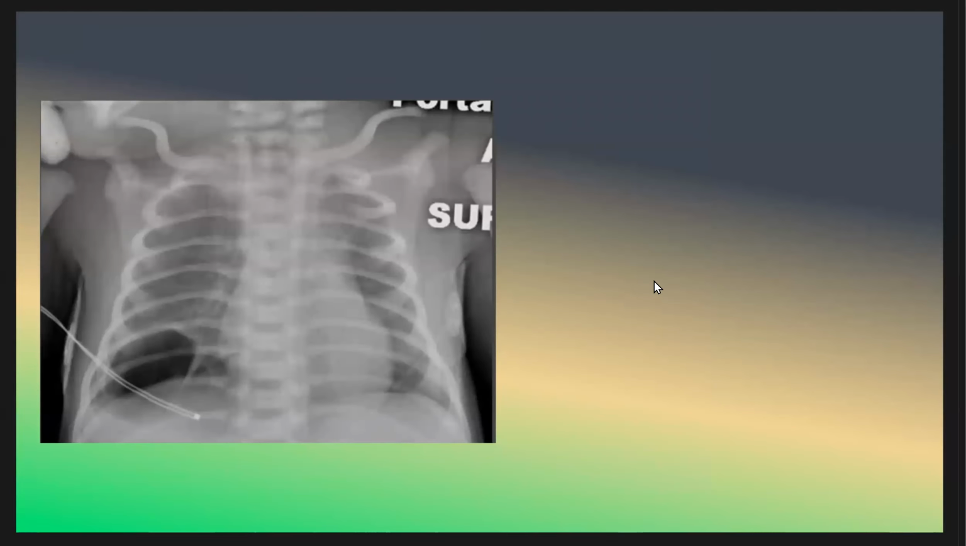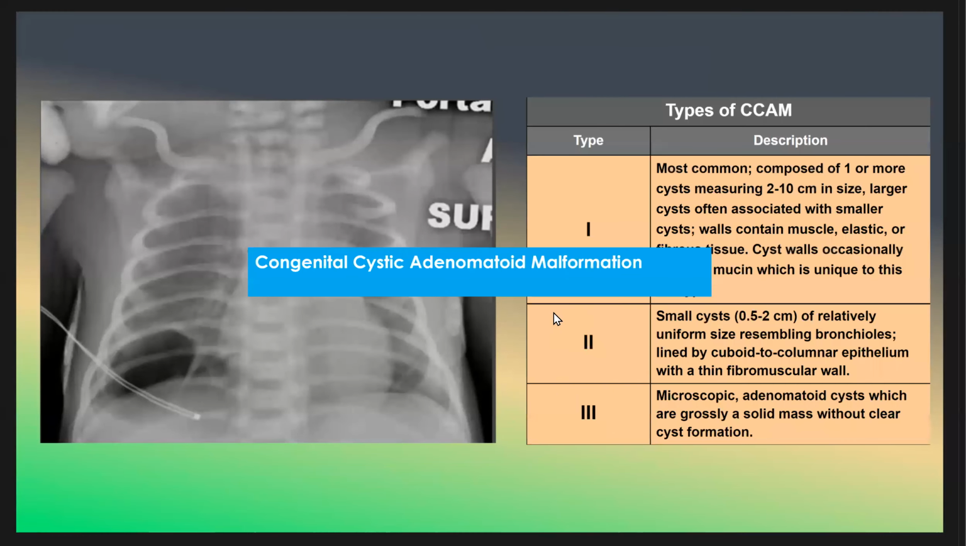Next case, we have this patient with some respiratory distress. What do you think about this case? This patient has on the right lower zone multiple cysts, large cyst, and this is raising the possibility of congenital cystic adenomatoid malformation type 1. This is congenital cystic adenomatoid malformation, or the new name is congenital pulmonary cystic malformation, CPAM or CCAM.